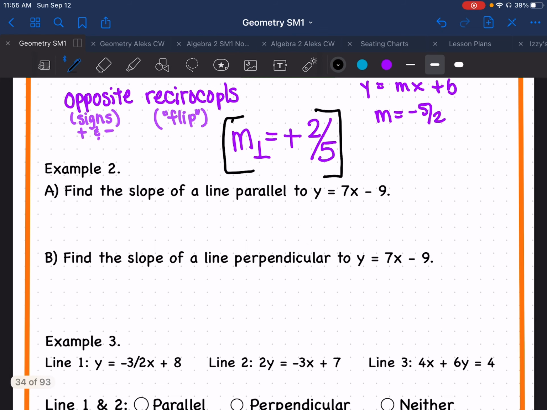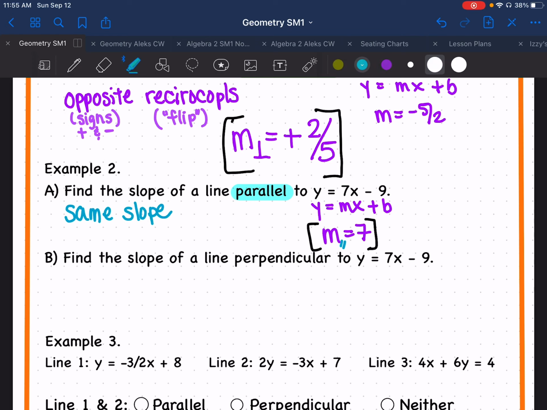All right, let's look at example 2. Find the slope of a line parallel to y equals 7x minus 9. Once again, go ahead and identify the slope that you have. There it is, right there. M is always our slope. And since it's parallel, you can put the parallel lines. There we go. That is my answer. It's the same as the slope that we have, because remember, parallel means same slope.